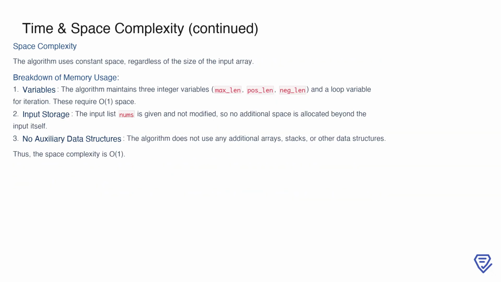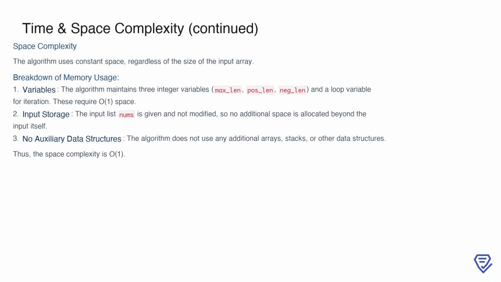Now let's evaluate the space complexity of the algorithm. The space usage remains constant, regardless of the size of the input array. This is because the algorithm only uses a fixed number of variables, max_len, POS_len, and neg_len, along with a loop variable for iterating through the array. All of these require O(1) space.